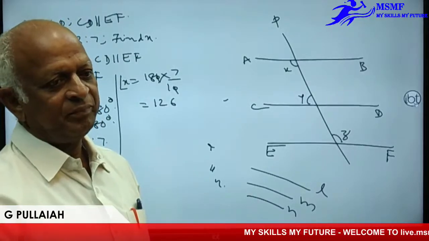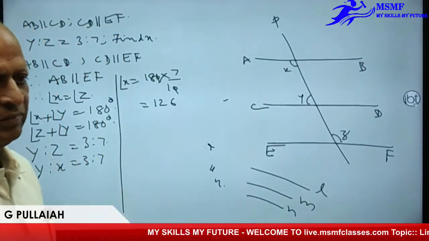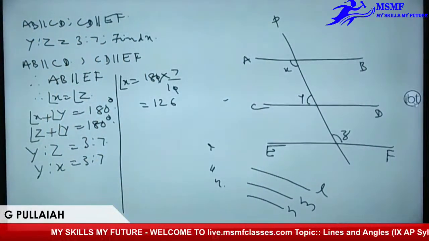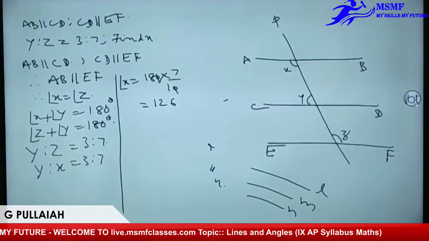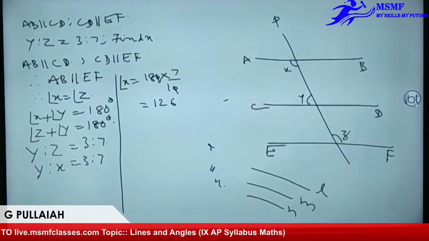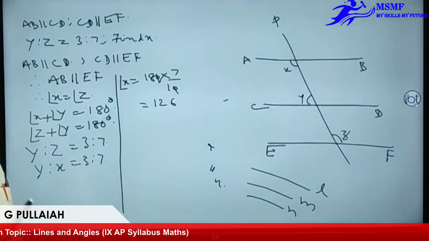Clear? Okay. How many students are there now? 55, sir. Okay, shall we move further? Yeah.